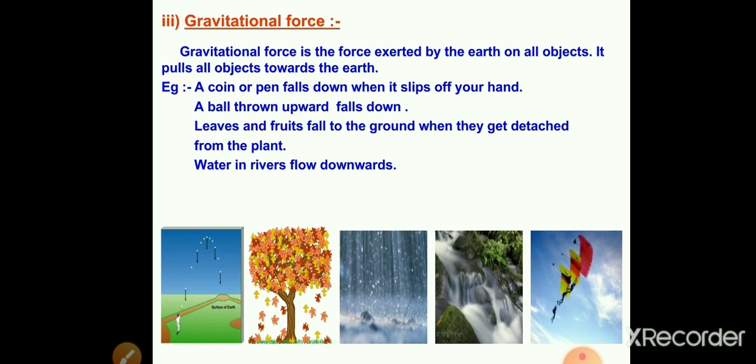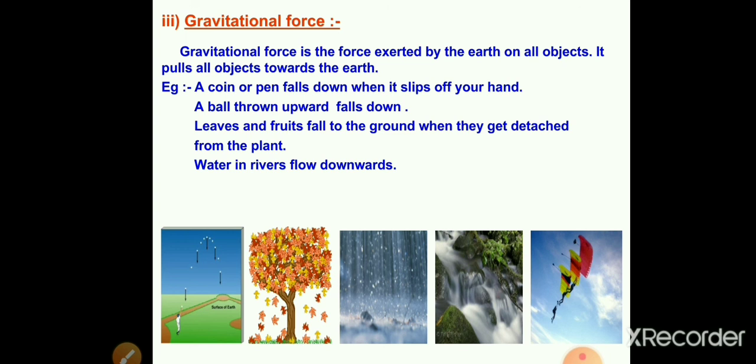This pull exerted by the earth on the object is called the force of gravity, or gravitational force. What is gravitational force? Gravitational force is the force exerted by the earth on all objects. It pulls all objects towards the earth. Here also it is acting at a distance, which means there is no physical contact. Forces are acting at a distance. So gravitational force is a non-contact force.